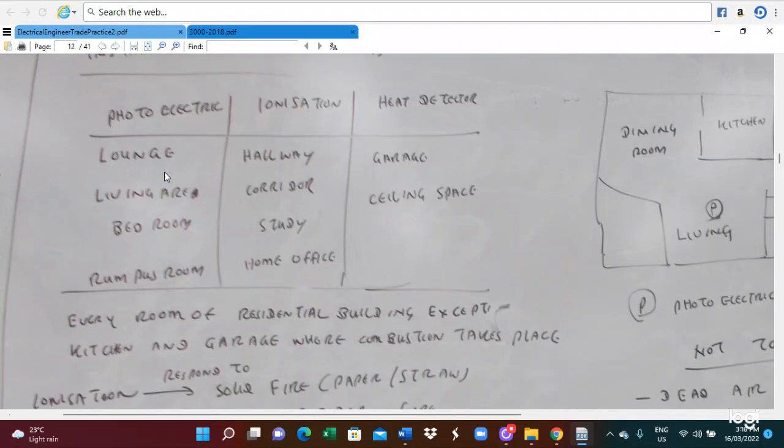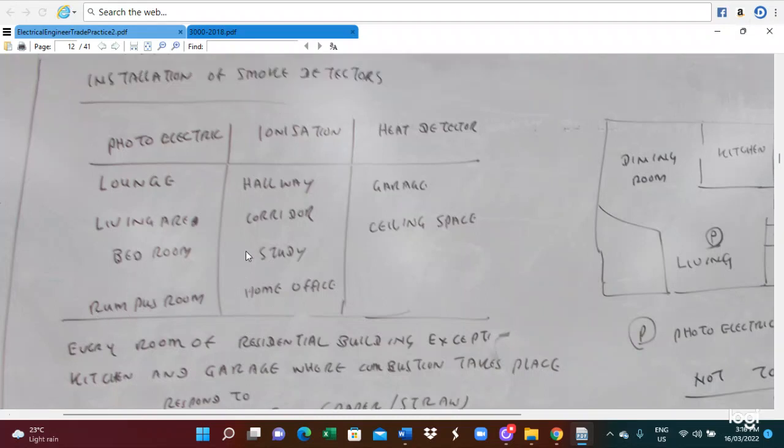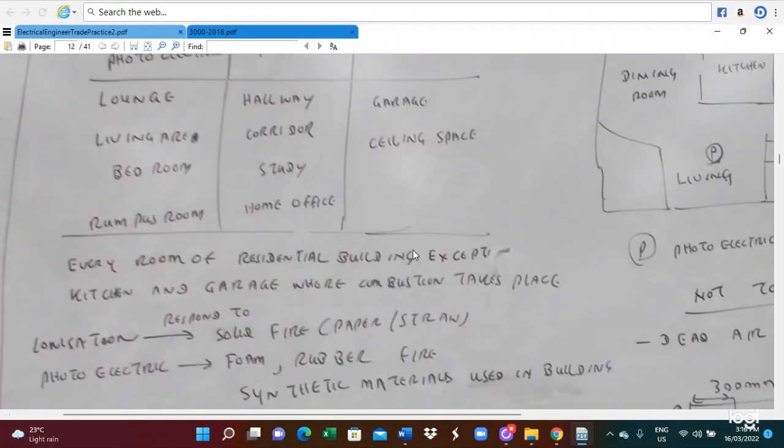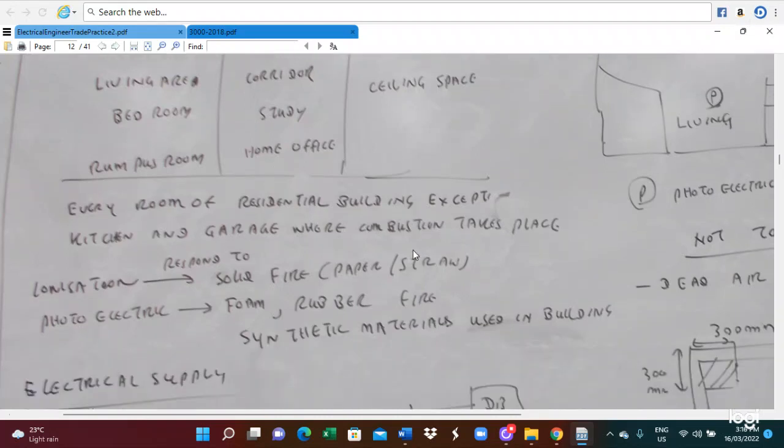We install it in the lounge, living area, bedroom, and room. You can install ionization in the hallway, corridor, study room, and home office. Heat detectors we have to install in the garage and the ceiling space. Those are the appropriate places, and the appropriate kind of smoke detector has to be installed.